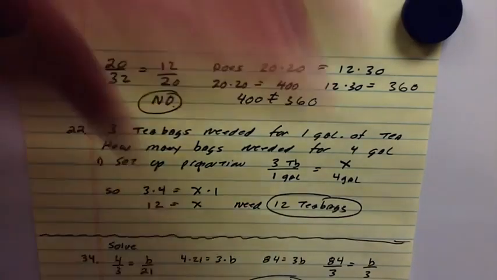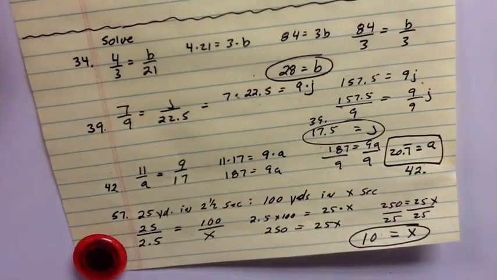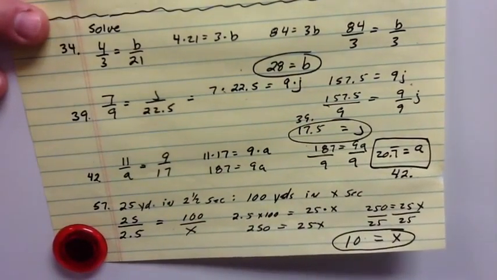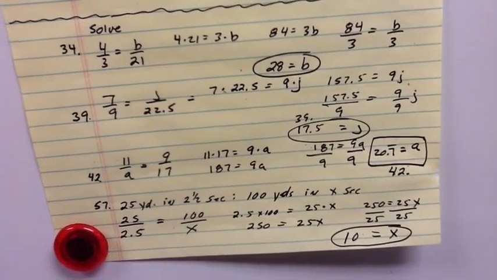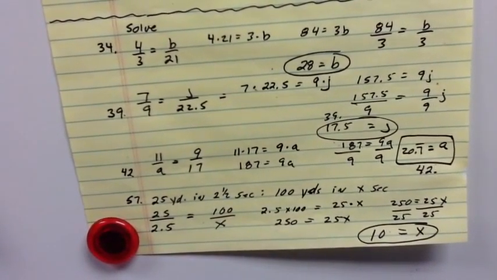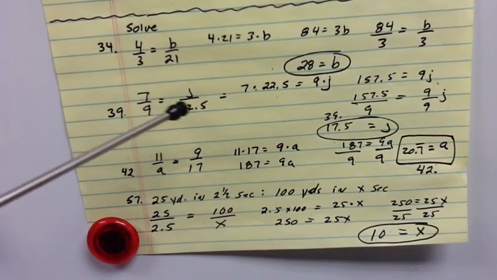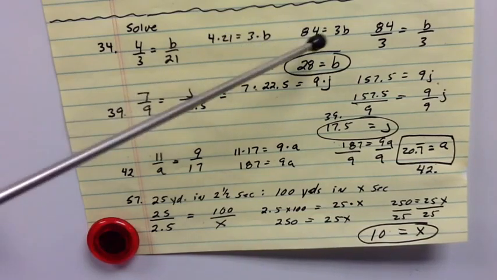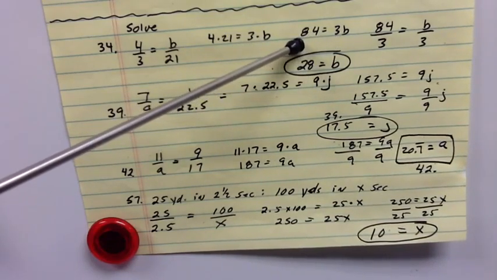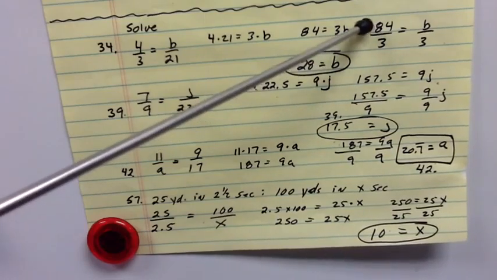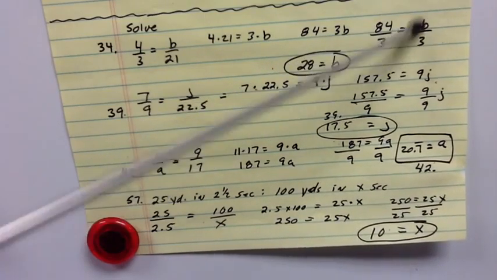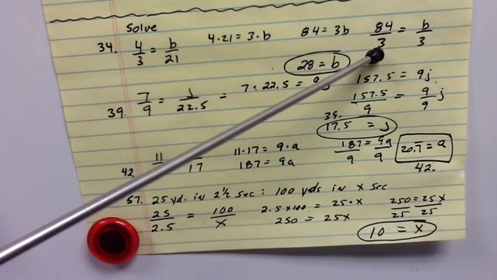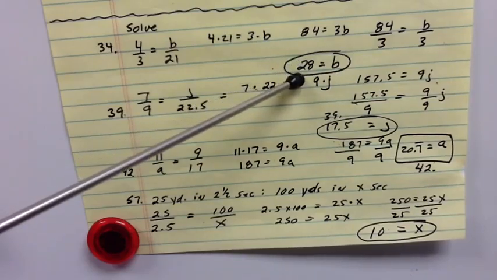Okay? I have a couple more problems down here to take a look at, and then you'll have time to get to work on your assignments. Starting with number 34, that says 4 over 3 equals b over 21. Cross multiply, I get 4 times 21 equals 3b. 4 times 21 is 84 equals 3b. So I divide each side by the number with the letter, 3. 84 divided by 3 is 28.